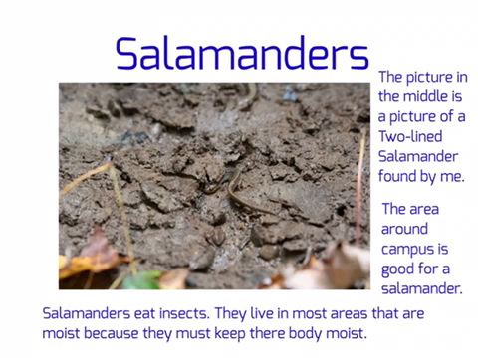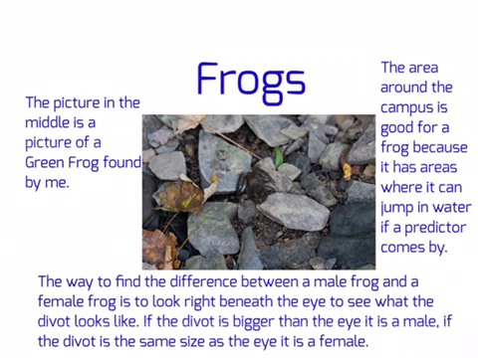and this is a rat snake. Salamanders. The picture in the middle that I found is a salamander, a two-lined salamander. And the area for campus is good, but I didn't find any salamanders. Salamanders eat insects, and they live mostly in areas that are moist because they must keep their body moist or else they would die.